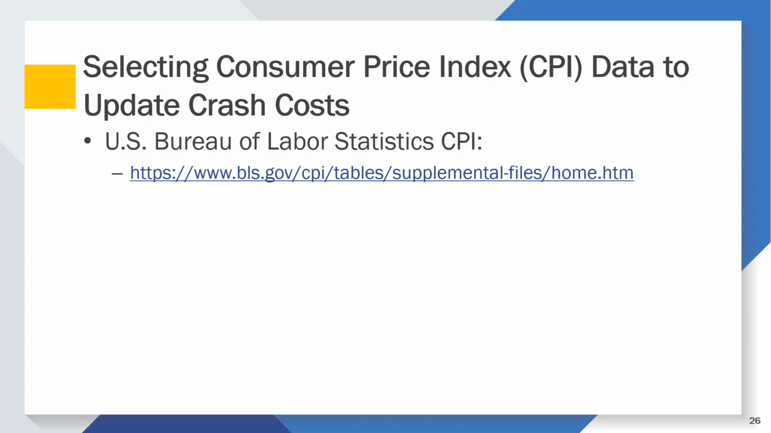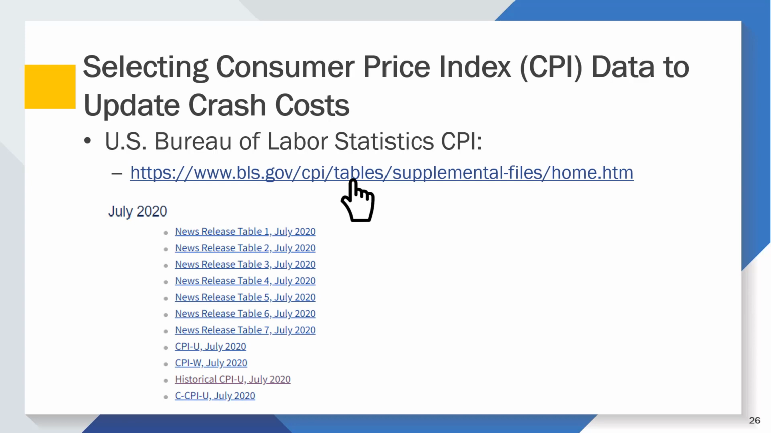The economic cost components representing tangible goods and services should be updated using the Consumer Price Index, or CPI, which reflects the average change in prices of household goods and services over time. Specifically, the guide recommends using the unadjusted average annual current dollar CPI for all urban consumers and all items. The U.S. Bureau of Labor Statistics publishes CPI data.